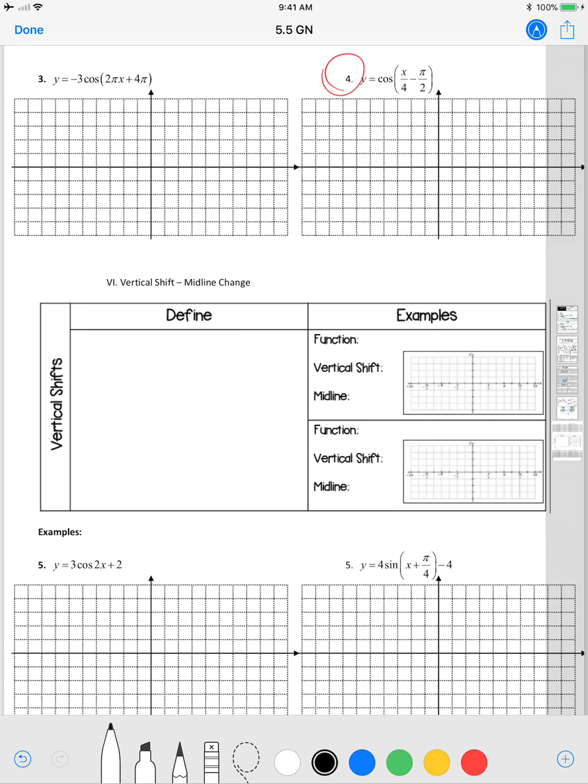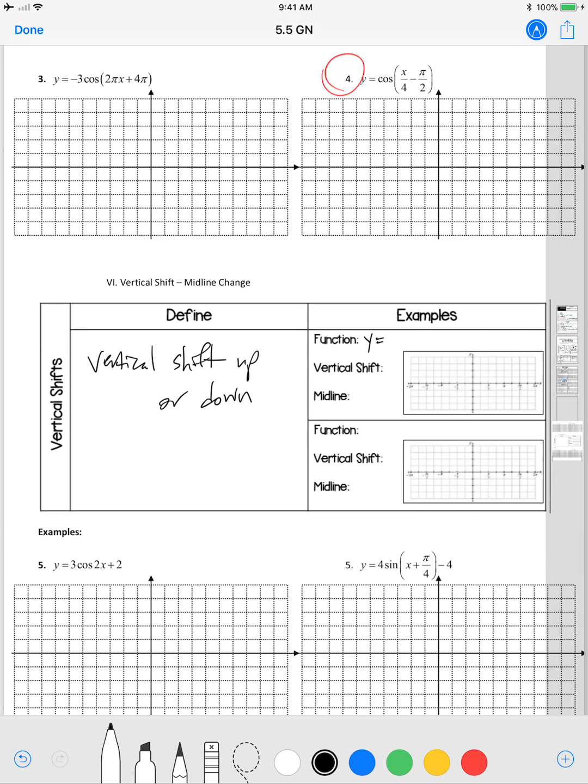That's a vertical shift. It's a vertical shift up or down. I'm changing the midline. We also call this a midline shift. Remember, the midline is that horizontal line going right through the middle of the wave. And so when I add or subtract something to y, that is the line that I'm moving up or down.